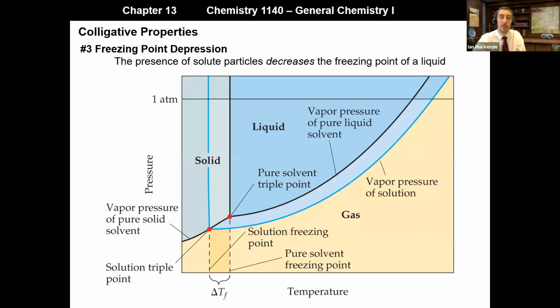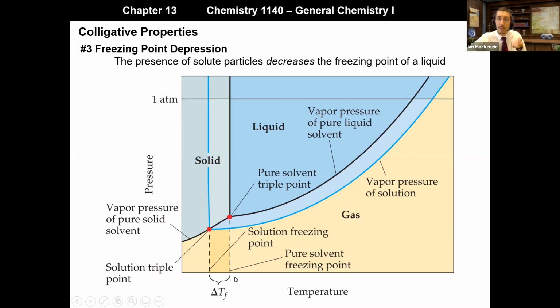So again, we can look at our vapor pressure curve that we've done before. And what we saw is that when we lower the vapor pressure, what happens is that we intersect the solid line at a lower temperature than we would for the pure solvent. So my triple point occurs at a lower temperature value than it does for the case where we have pure solvent. As a result, I have a delta TF here, which is the change in temperature for the freezing point.